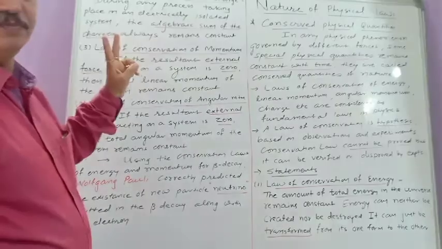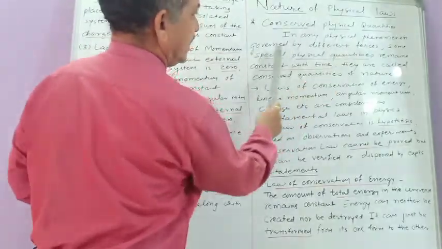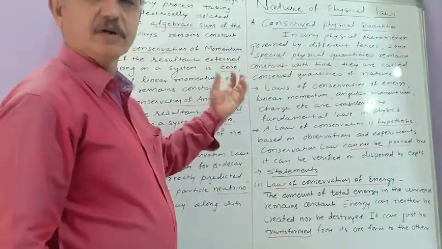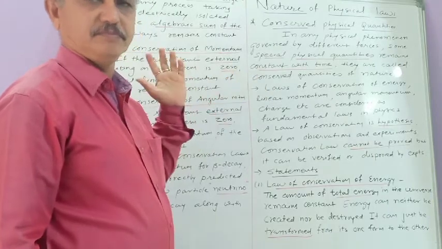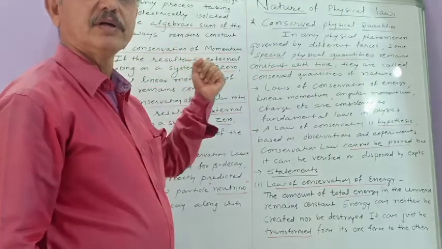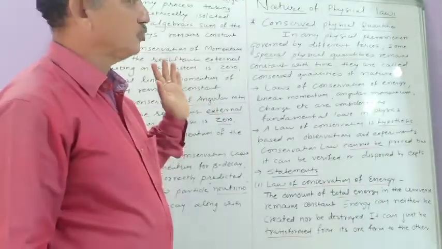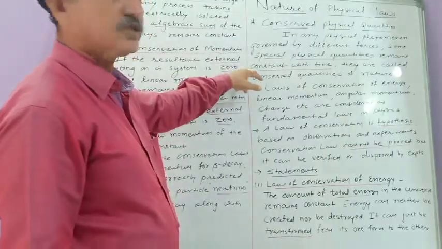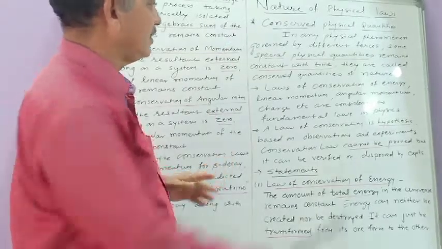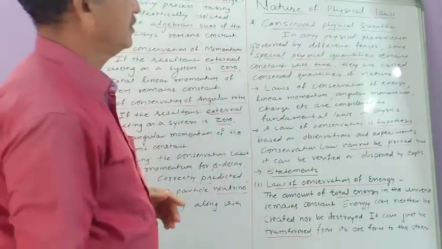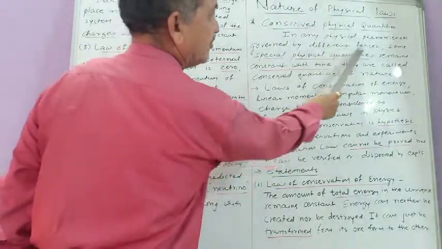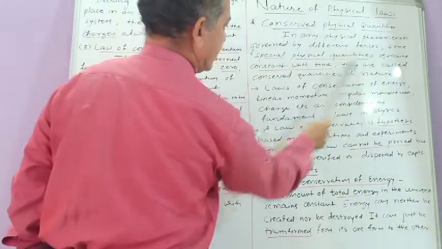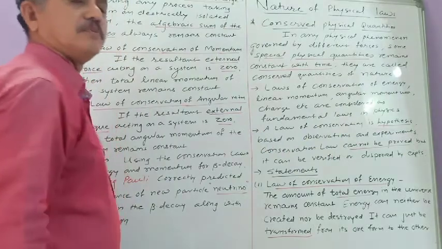Actually in physics, whenever any physical phenomenon is governed by different forces, some physical quantities remain constant with time and some physical quantities go on changing with time. Here we have to consider those special types of physical quantities which remain constant with time but do not change. Then they are called what? The conserved physical quantities of nature.